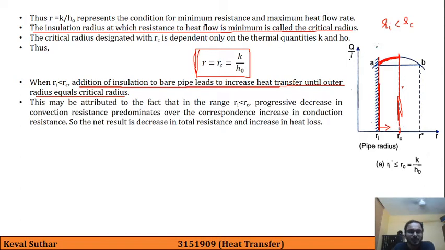This may be attributed to the fact that in the range Ri less than Rc, the progressive decrease in the convective resistance predominates over the corresponding increase in the conduction resistance. Okay. So to understand this part, let me write down the full equation.